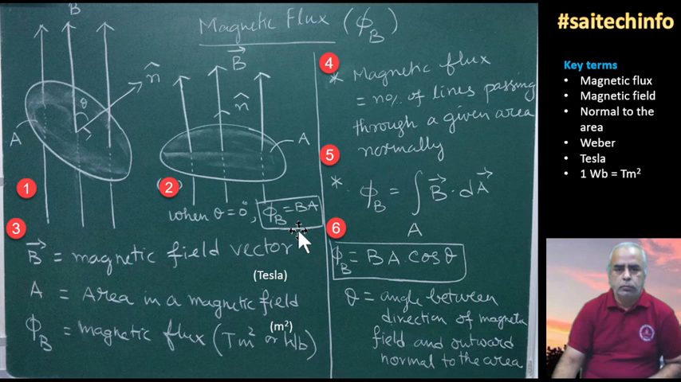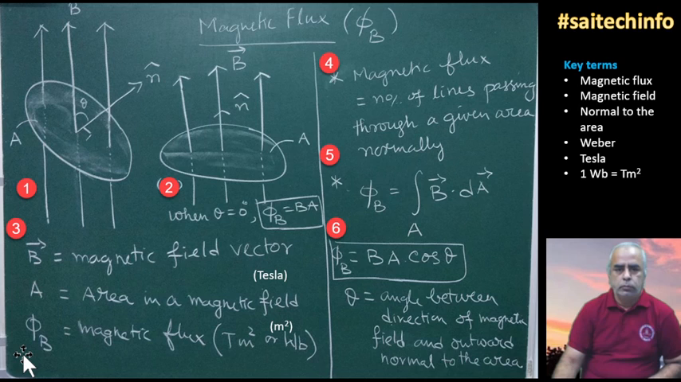Now let us follow the third point. Here I have clearly given that B vector is the magnetic field vector. Its unit is Tesla. And A represents the area in a magnetic field. Phi B is the magnetic flux. Its unit is Tesla square meter, or it can also be called Weber. So it's obvious that 1 Weber is equal to 1 Tesla meter squared.